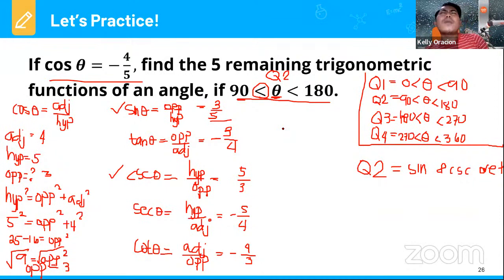By the way, class, I forgot about the grouping, it's okay.